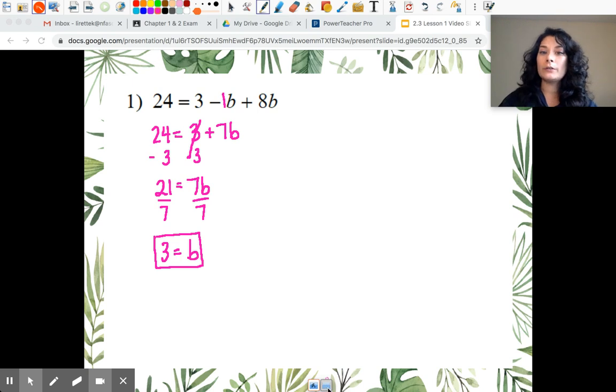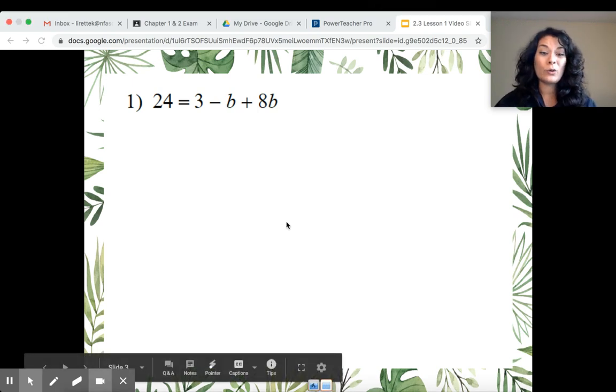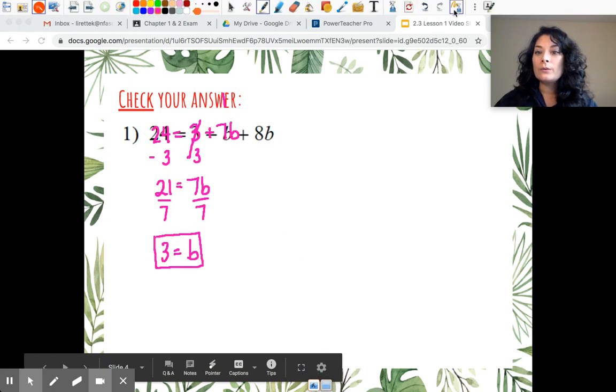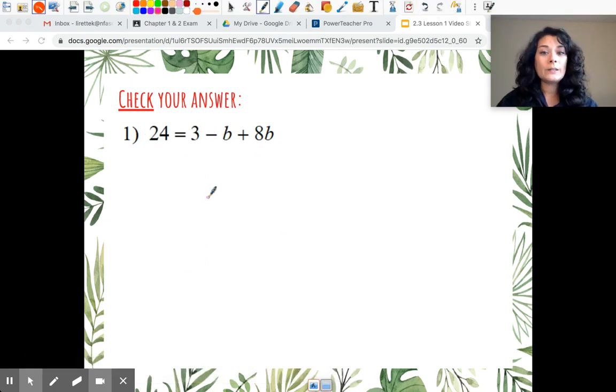You can also check your answer, and some of the teachers might require you to check your answer. Even if they don't, though, go ahead and write this in your notebook anyways. It's important to understand how to check your answer. So we just got that our answer was 3 equals b or b equals 3. It doesn't matter which way you write it. It means the same thing.